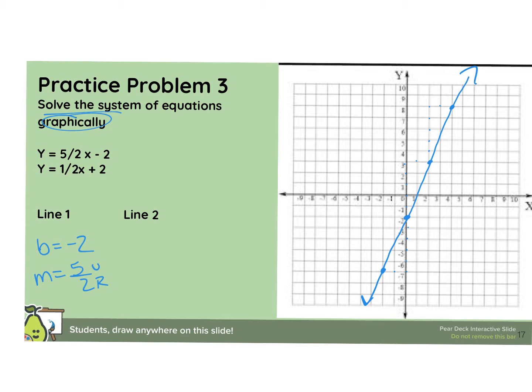Now we're going to graph the second line in a different color. It does need to be a different color. And our y-intercept this time is +2, which is up here. And our slope is 1/2, so we're going up and to the right. Up 1, we can see it right there, up 1. So I don't have to put that many points for this one. My solution is 2, 3. So on the next slide, let's check that.